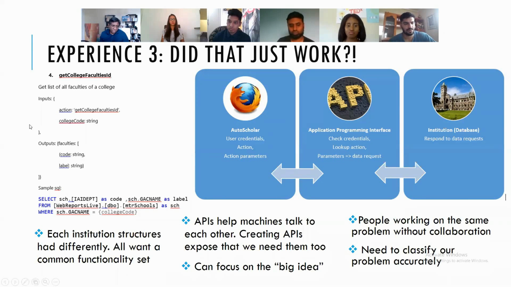So this is just a specification. It's just a declaration that my system expects you to ask me a question like this, and then I will respond in this way. I will send you an object back, which will have an attribute faculties, and in that it will have an array, and that array will be an array of objects with attributes code and label. So it just defines the structure of the data coming in and going out.